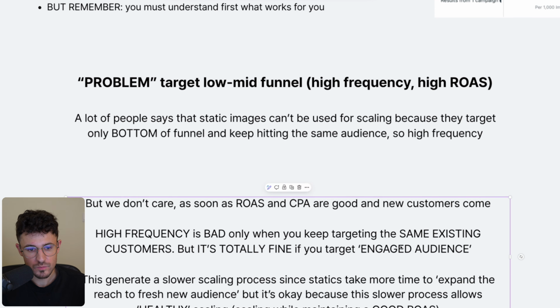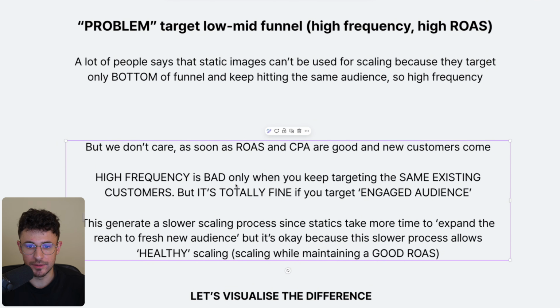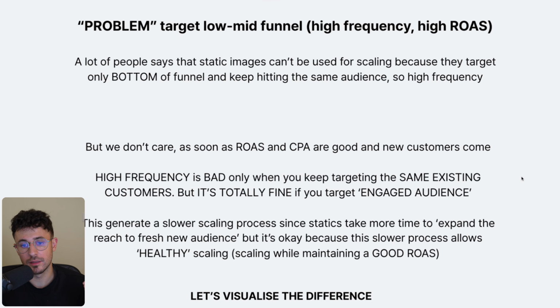Now, high frequency is bad only when you keep targeting the same existing customers, but it's totally fine if you target an engaged audience.